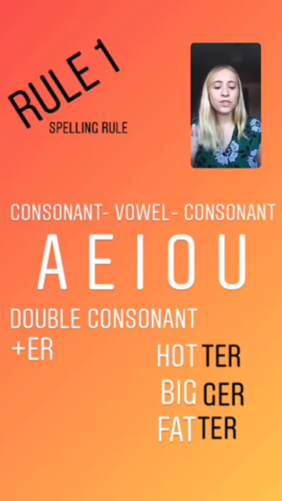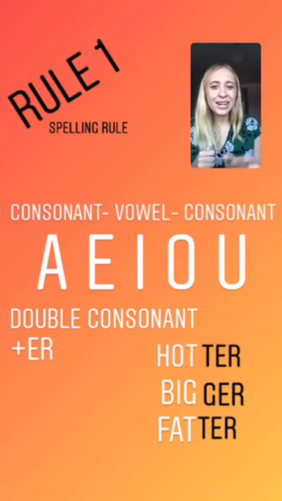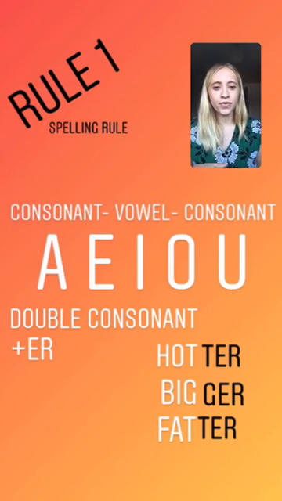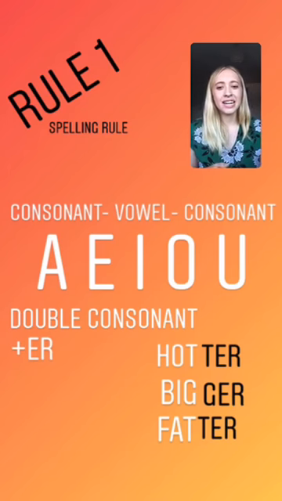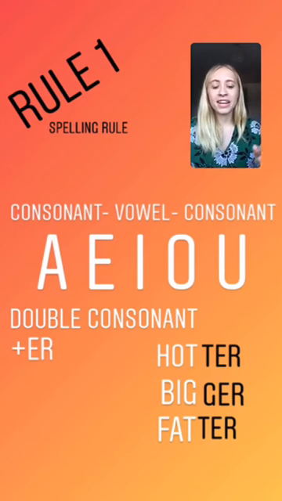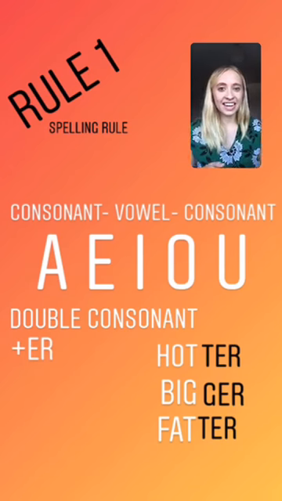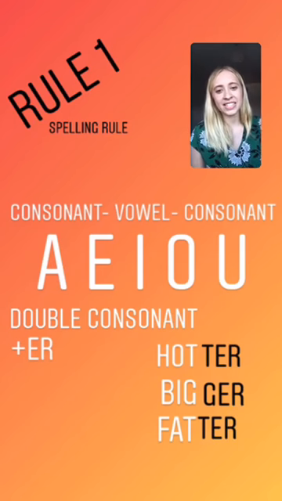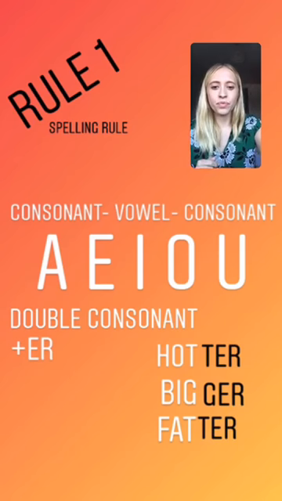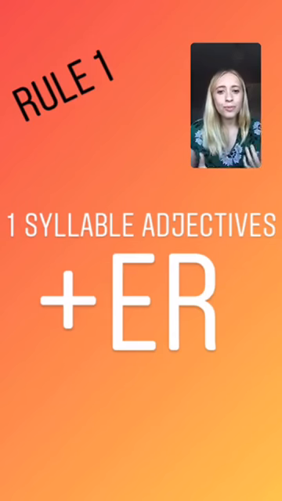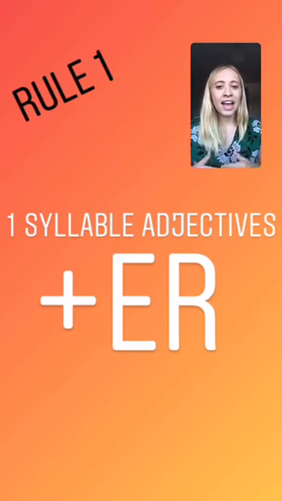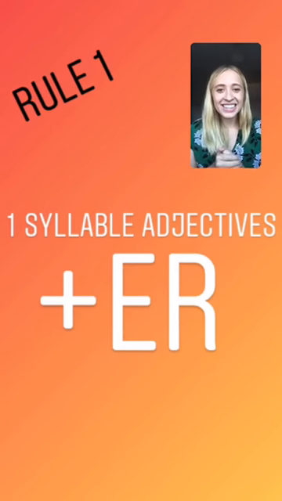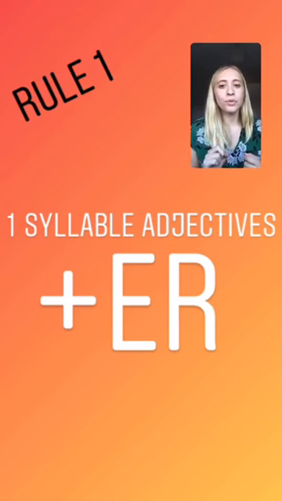So the example we had was hot becomes hotter. We have double T, ER, hotter. Big becomes bigger. You have double G in the middle plus ER, bigger. And fat becomes fatter. Double T, ER. Hotter, bigger, fatter. And this, guys, is rule 1. As I promised, it is very easy. 1-syllable adjectives, add ER. If you have any questions at this point, please send them and I will answer. But that is rule 1.